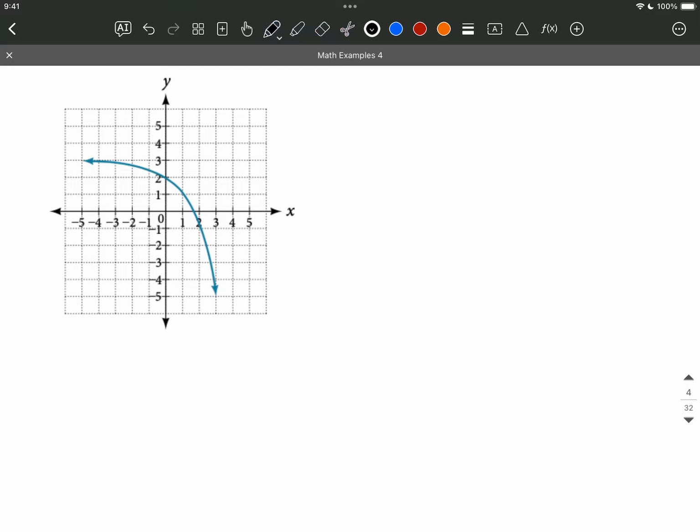Let's find the equation that would produce this graph of an exponential function. Because it looks like an exponential graph, it's going to fit into this y equals a times b to the x power sort of formatting.